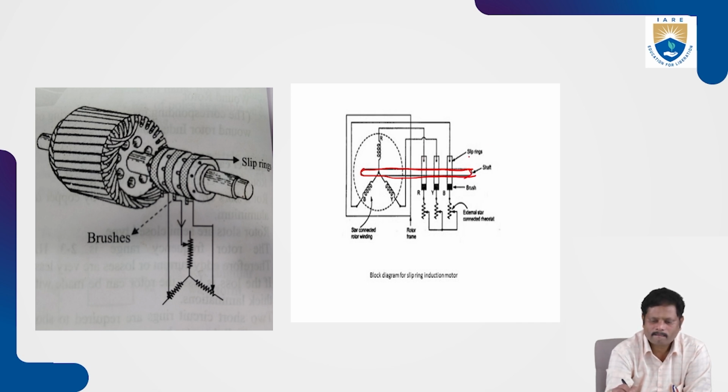So here slip rings are used, brushes are also used. The external resistance is connected here. So we can vary the resistance of each phase. Here are the stator and rotor, where the rotor has a winding and the stator has a star connected winding. On the rotor we can connect the winding in star. In the stator we can connect the windings in star or delta.